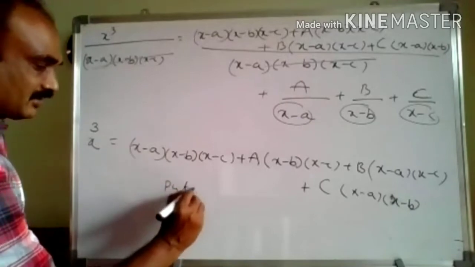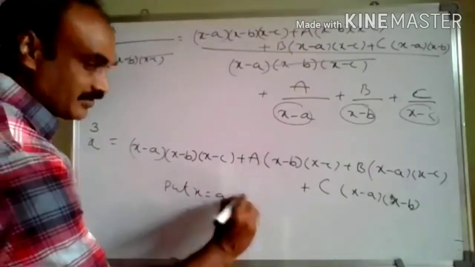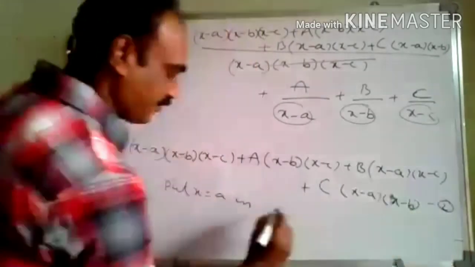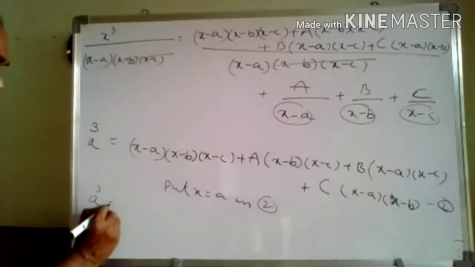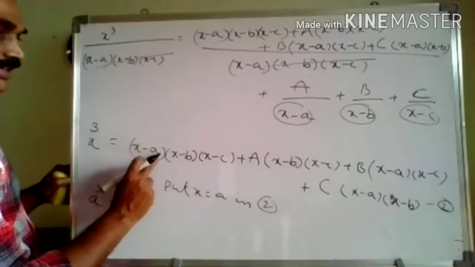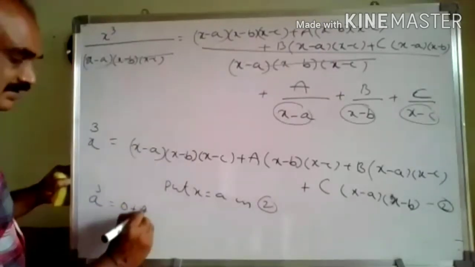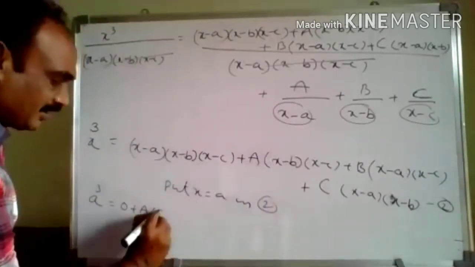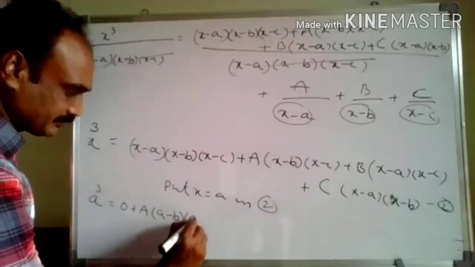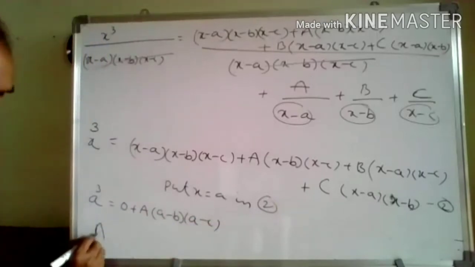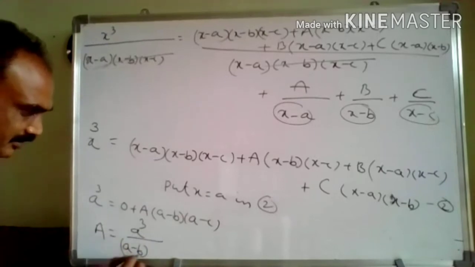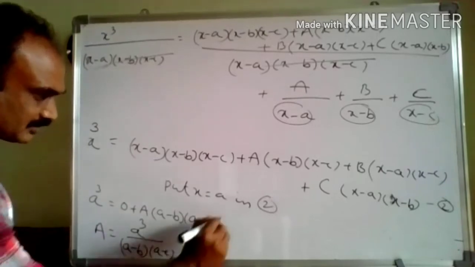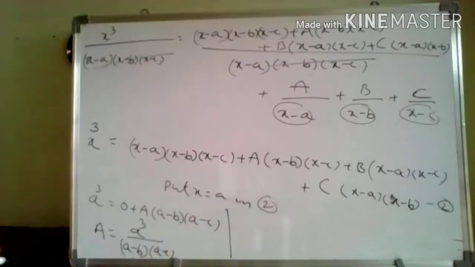Put x is equal to a in equation number 2. a cube is equal to, with x equal to a, a minus a is 0, plus capital A into (a minus b) into (a minus c). So capital A is equal to a cube by (a minus b) into (a minus c).